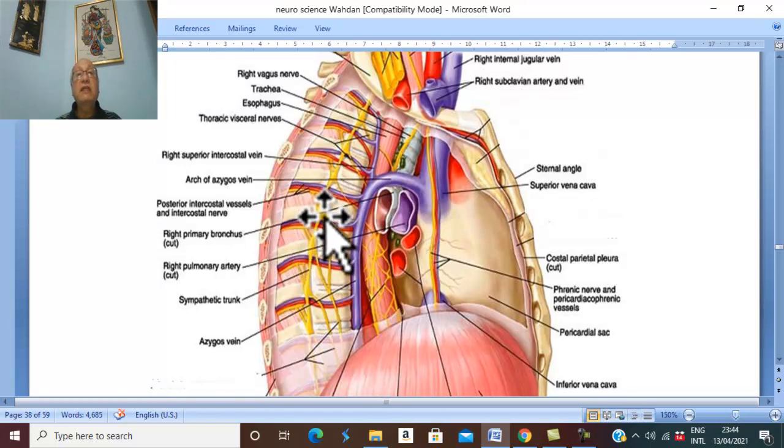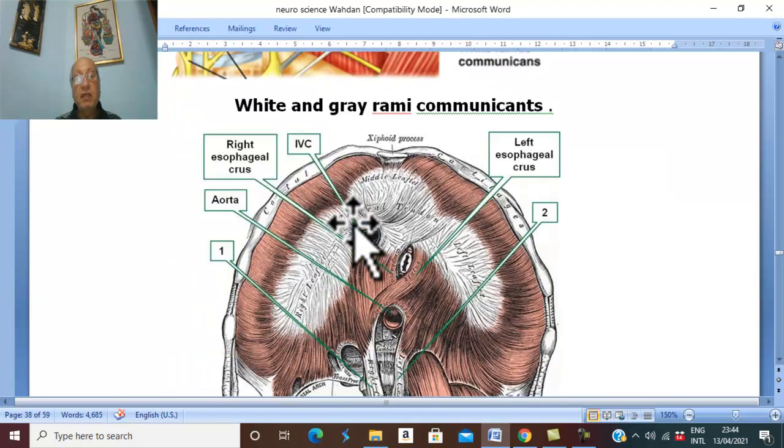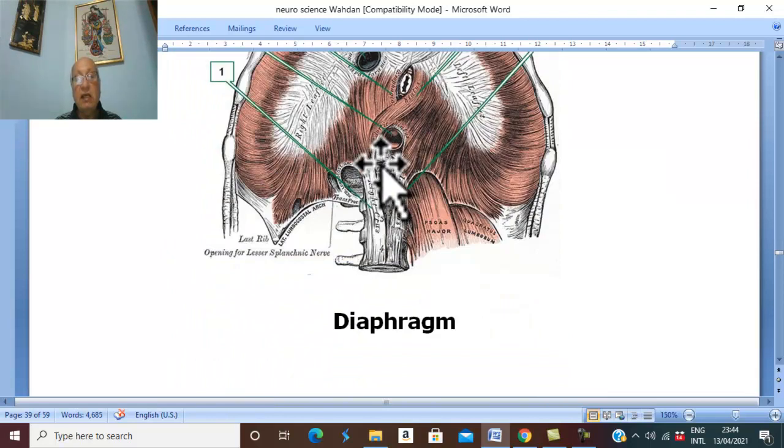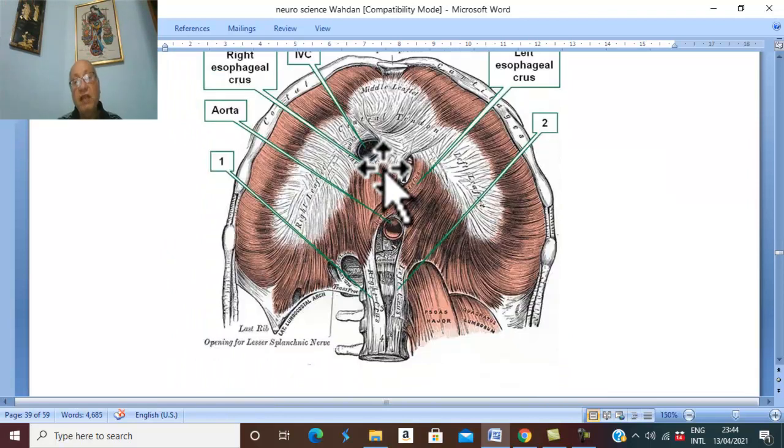The thoracic sympathetic chain ends by passing behind the medial arcuate ligament of the diaphragm. What is the medial arcuate ligament of the diaphragm? This is a view of the inferior surface of the diaphragm. We look, this is the diaphragm, acting as a partition between the thorax above and the abdomen below. And this picture is an inferior view.